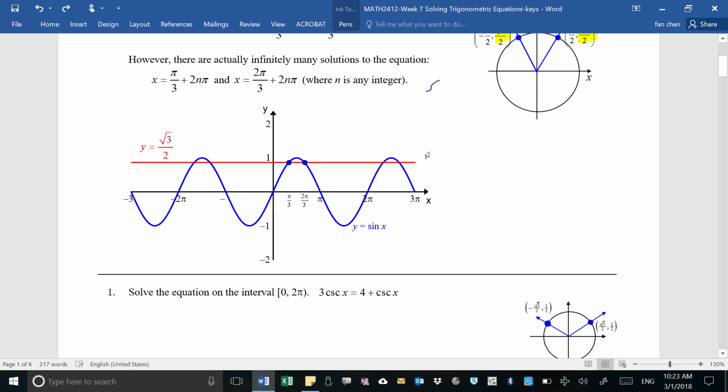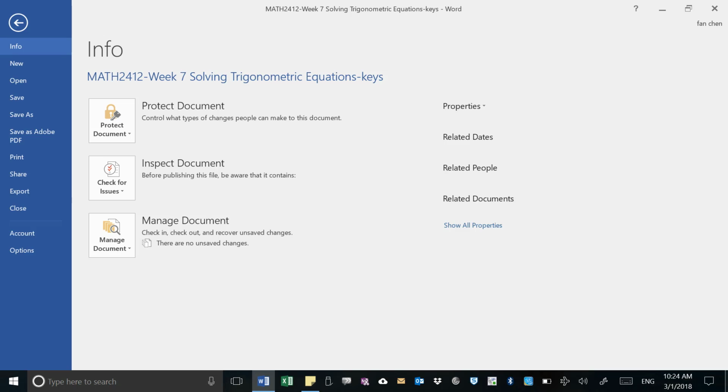On this horizontal line, you can see all the intersections are solutions. So this x, and this x, and this x, and this x, and this one, and there are infinitely many of those. They are all solutions.